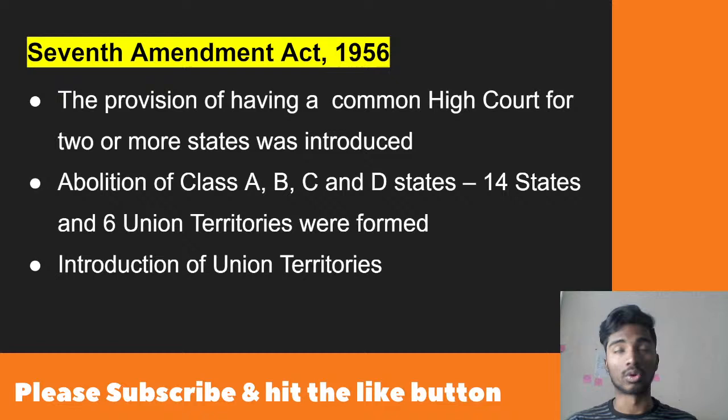And before or after the commencement of the Indian Constitution, after the independence, there was this classification of states. There were Class A, Class B, Class C, and Class D states. Now, by the Seventh Amendment Act of 1956, these complete categories were abolished, and 14 states and 6 union territories were formed. And the concept of union territories was also first initiated by the Seventh Amendment Act of 1956.